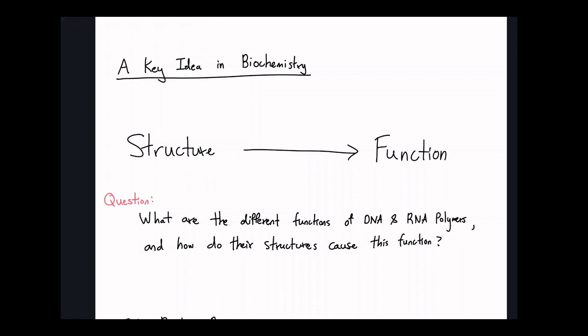One of the key ideas I like to focus on when I'm teaching students about biochemistry is the importance of how structure dictates function. If you want to understand a structure, it can be very helpful to know what the function is first, right? The structure is not randomly evolved. The structure is made and evolved to have a specific function. So the question is, what are the different functions of DNA and RNA polymers, and how do their structures cause this difference in function? Because all functions are caused by differences in structure at the fundamental level.